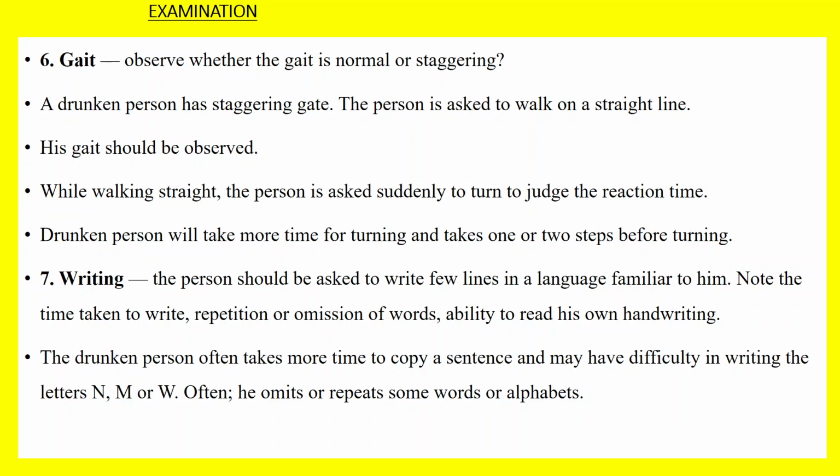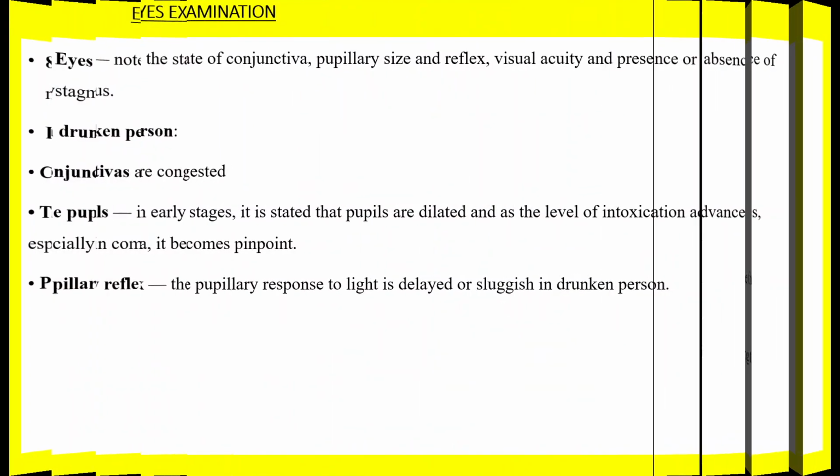Next comes writing. If your individual is brought in police custody, if he is a literate person and can write, the person should be asked to write a few lines in a language familiar to him. Note the time taken to write and repetition or omission of words, ability to read his own handwriting. The drunken person often takes more time to copy a sentence and may have difficulty in writing the letters N, M, or W. Often he omits or repeats some words or alphabets.